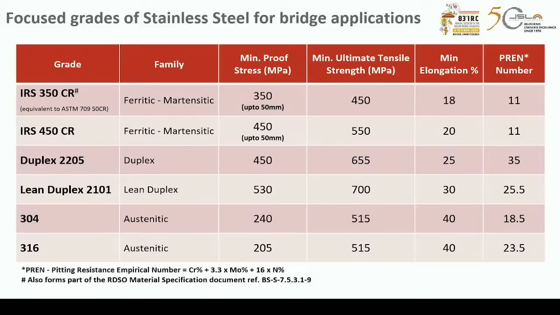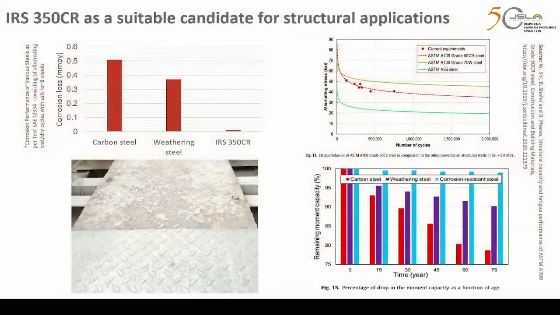IRS 350 and 450 are approved grades. 350 is an approved grade by the railway; RDSO has a very clear specification for IRS 350. So we have done the basic comparison of IRS 350 with respect to corrosion, fatigue behavior, and moment retaining capacity. The top left quadrant that you see is corrosion loss. We have compared with carbon steel and weathering steel, and IRS 350 CR is stainless steel. It is 50 times more corrosion resistant. This is based on a salt spray test for 8 weeks that we had conducted.